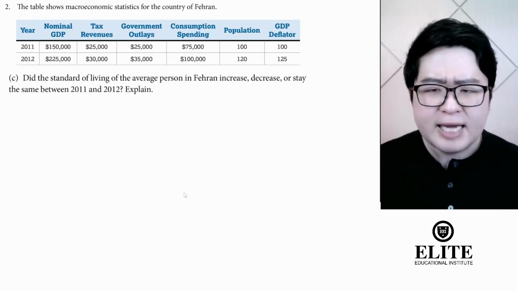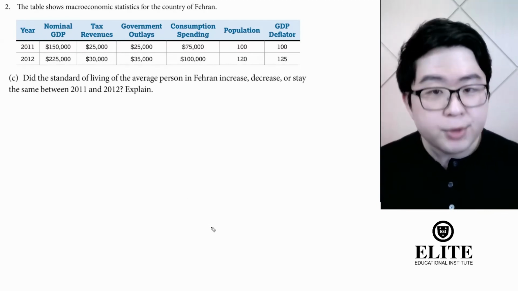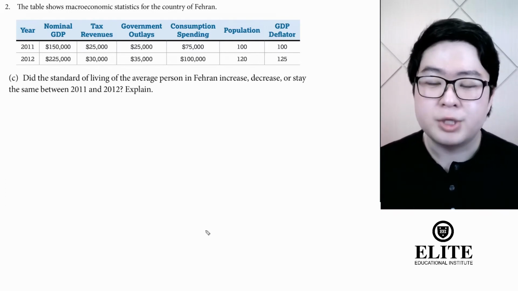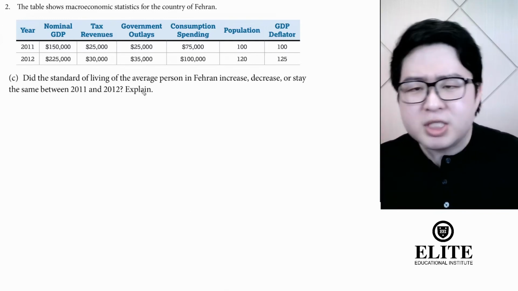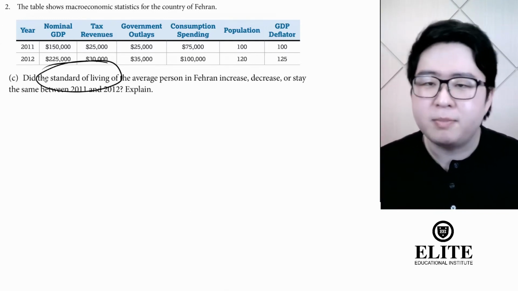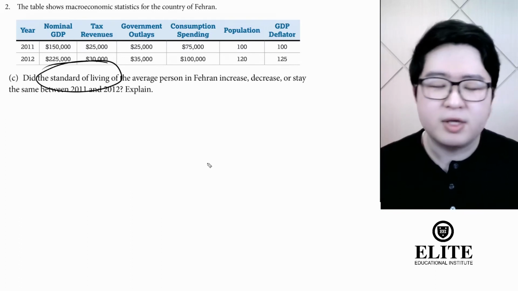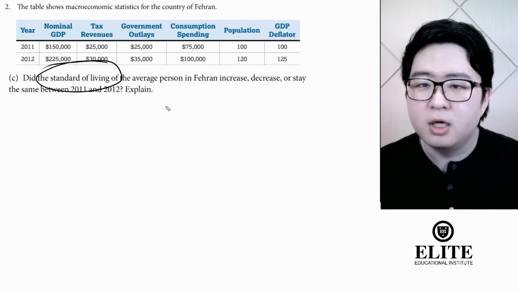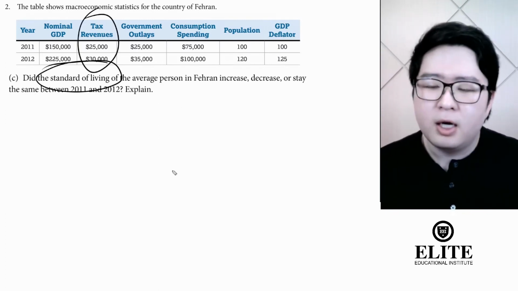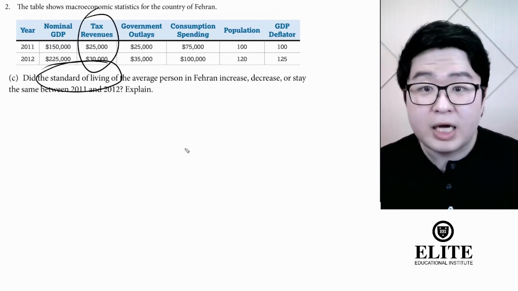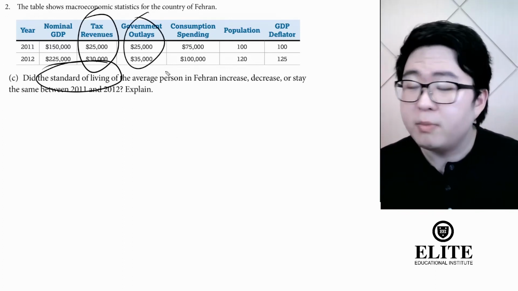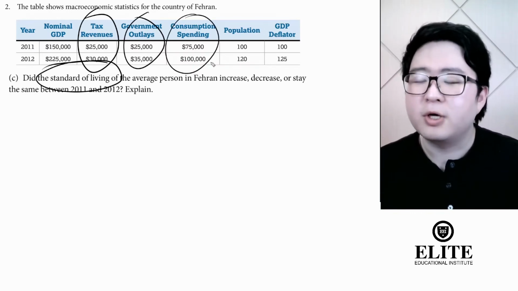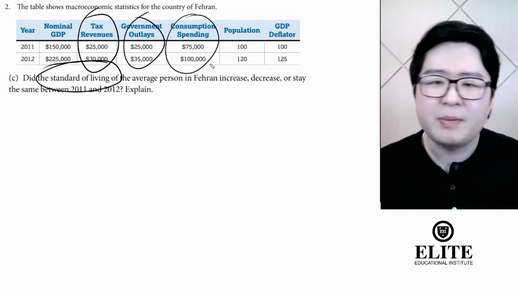C reads, did the standard of living of the average person in Tehran increase, that is go up, decrease, go down, or stay the same between 2011 and 2012? Explain. Now, when you see this phrase standard of living, you might be tempted to think of a lot of things, right? Standard of living is how nice a person lives. And a lot of these columns on this table are going to be tempting. Like tax revenues, obviously, if you're being taxed more, you're probably not too happy. Government outlays, if the government's spending more, maybe standard of living is going up. Consumption spending, does how much consumers in Tehran spend relate to standard of living? Maybe you might think, right?